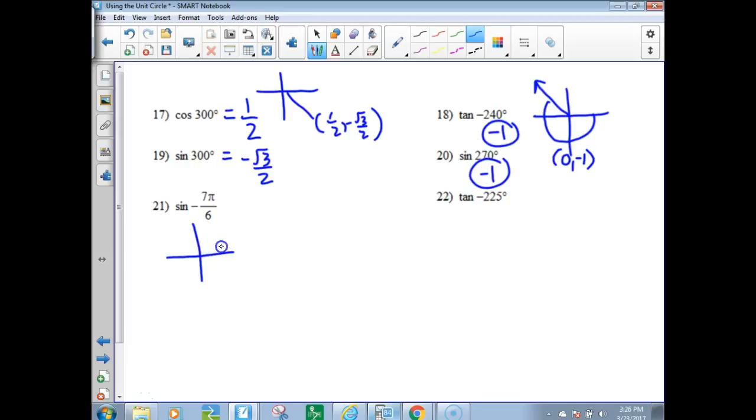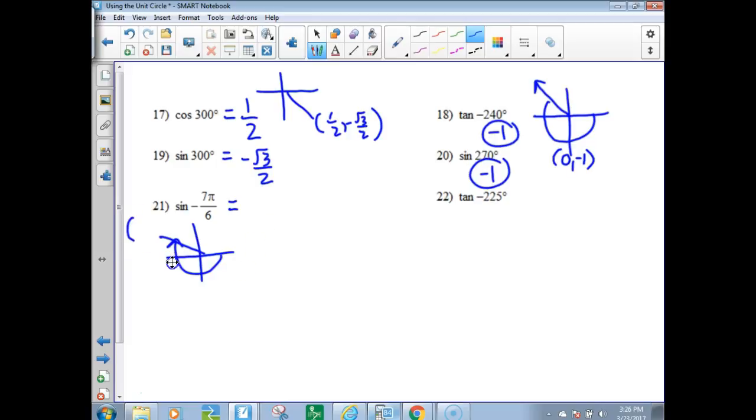Negative 7 pi over 6. Positive 7 pi over 6 is in quadrant 3, right? This takes a little different thinking in your brain here. You can always convert to degrees if you want to get there faster, but if positive 7 pi over 6 is right there, then negative is going to be here. You're going to be in quadrant 2. The sine there is positive, so your answer should be positive.